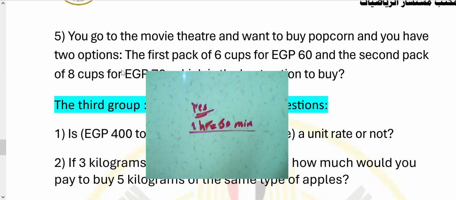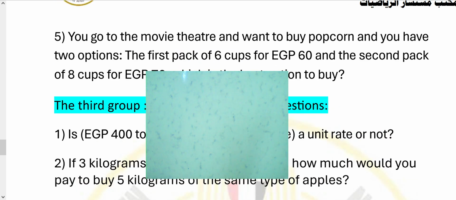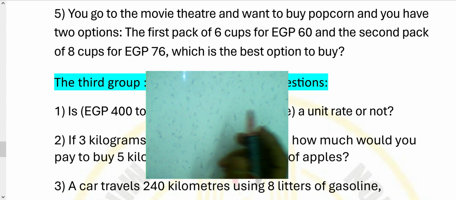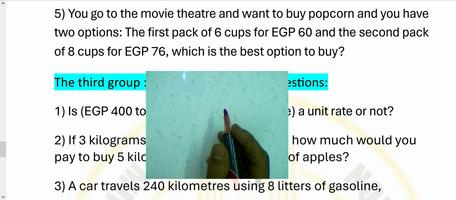Next question. You go to the movies and want to buy popcorn, and you have two options. The first bag of 6 cups for 60 lira, and the second bag of 8 cups for 76 lira. Which is the best option to buy?